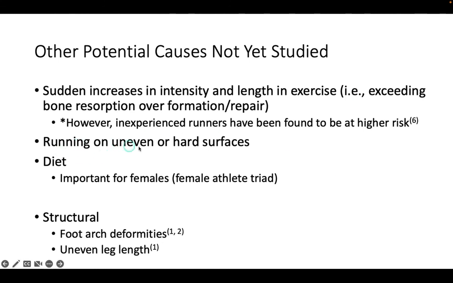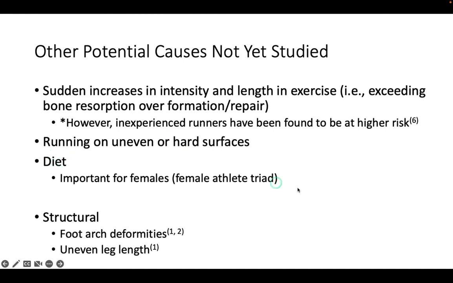Another one, running on uneven or hard surfaces, that really hasn't been studied, but I have seen authors make that claim. Again, that would be a tough one to do as a prospective study, because most people who are running are probably trying to avoid uneven and extremely hard surfaces, and it would be tough to get healthy individuals. It's like really getting past the IRB to tell them to run on hard surfaces if you think that is what is causing the pain. So you probably have to use some retrospective studies with that.